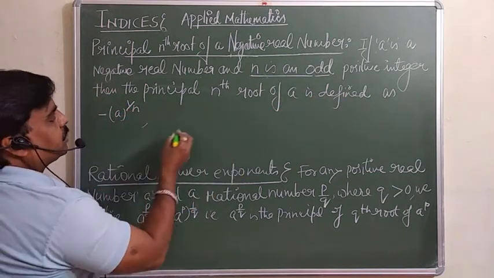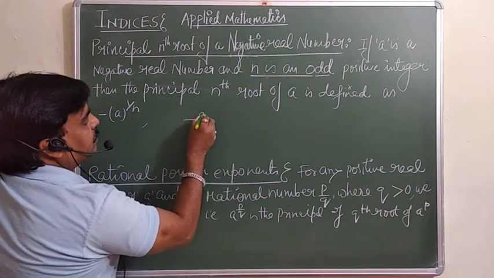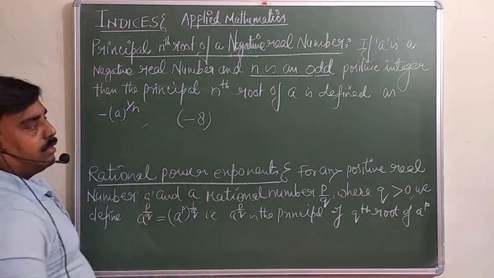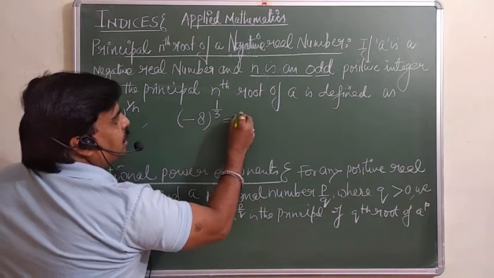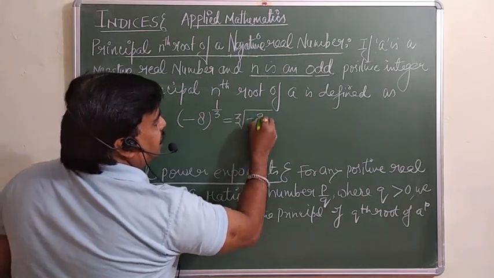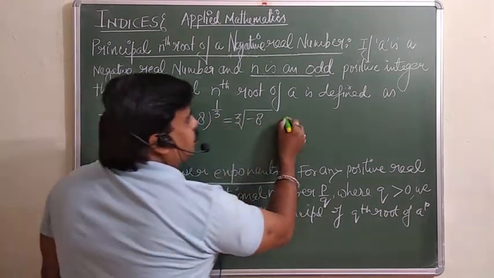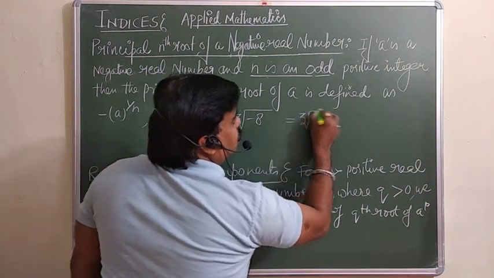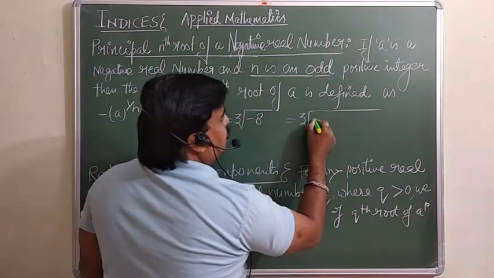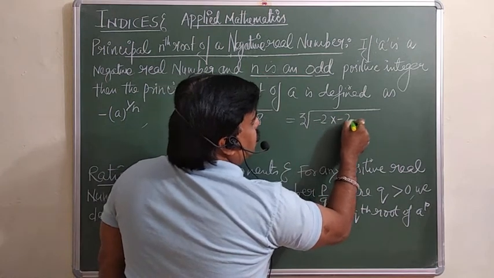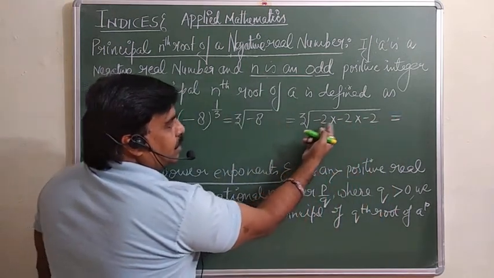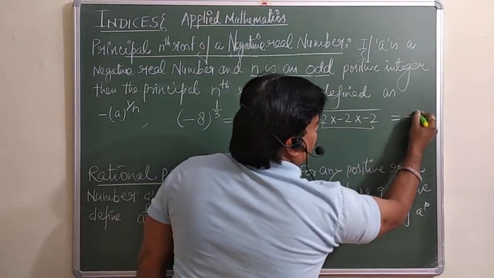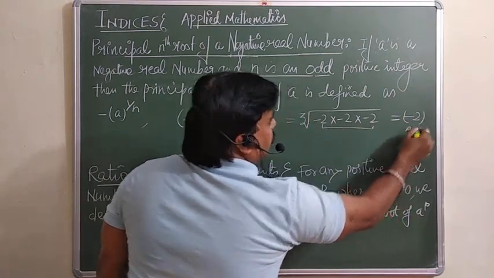What exactly are we saying? Suppose you want to take the cube root of minus 8. So this is the cube root of minus 8. If you factor it, we write minus 2 into minus 2 into minus 2. If you solve this, you take out minus 1, 2 is here. So this is your answer.